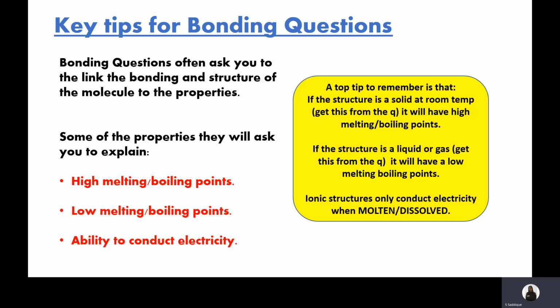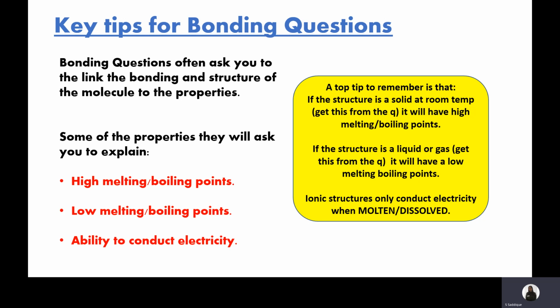Another thing that we've noticed for chemistry exams in particular is the bonding topic and the bonding questions that come up. Now they can hold a lot of the marks, and if you know how to approach these and how to answer these, you can pick up a lot of the marks, which will sometimes make the difference of a grade. So bonding questions, they often ask you to link the bonding and structure of the molecule to the properties the molecule has. So some of the properties they'll ask you to explain may be high melting or boiling points, low melting or boiling points, and the ability for a molecule or a substance to conduct electricity.